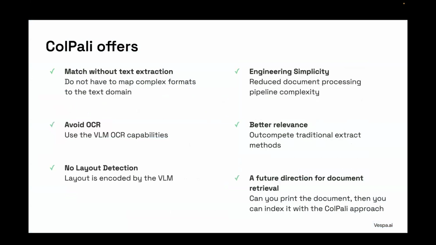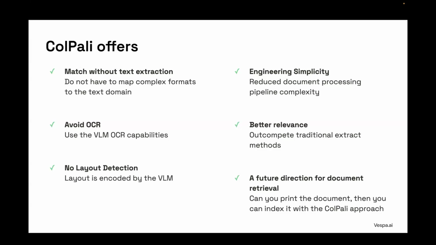So with this method, you can do matching and skip the whole complexity of text extraction. You can avoid OCR, optical character recognition. You don't have to do layout detection and all this stuff to try to detect where the tables are, where the headings are, where the charts are, and so on. So it makes things a lot simpler. I'm a software engineer, and I like keeping things simple, avoiding too much complexity.